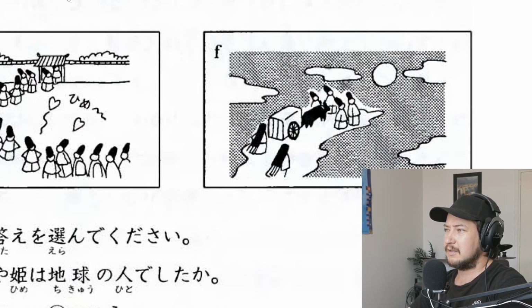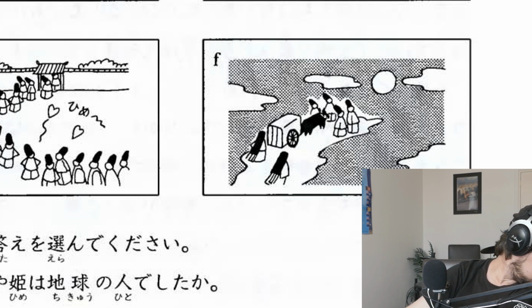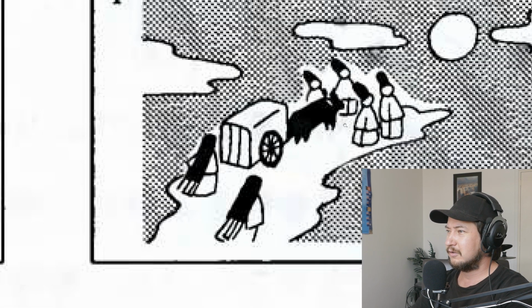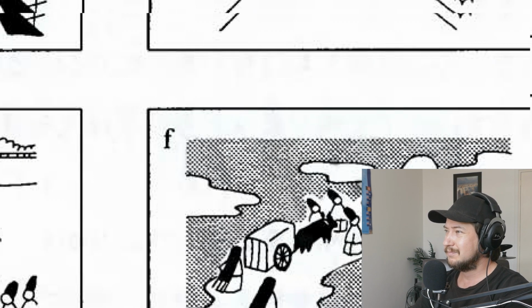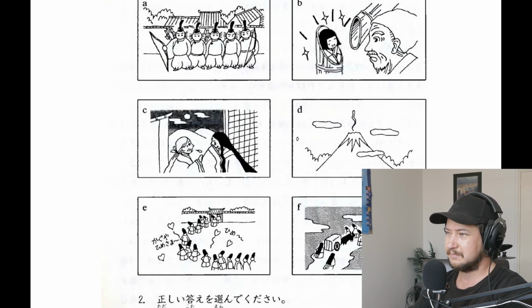And then basically no one married her, so people from the moon in this carriage took her back to the moon. And then there was the medicine, so the guy put the medicine, Emperor of Japan, on top of Mount Fuji, and it became Mount Fuji.